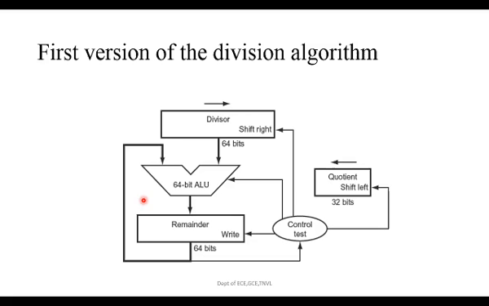So this is the first version of the division algorithm, which includes a divisor of 64-bit register, a quotient of 32-bit register, an ALU, that is, arithmetic and logic unit, of 64 bits, and a remainder which also includes a 64-bit register. What the control test does is that it controls all the operations that are done on the divisor, quotient, arithmetic and logic unit, and remainder registers.